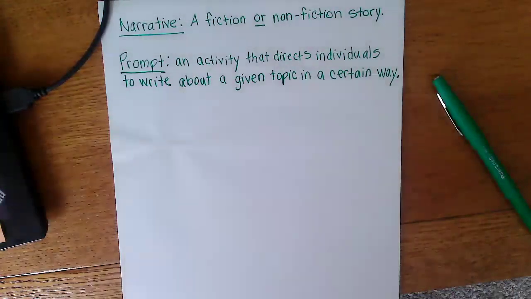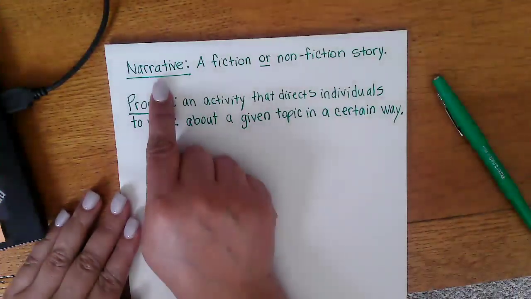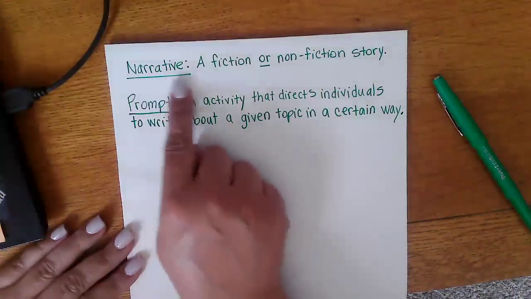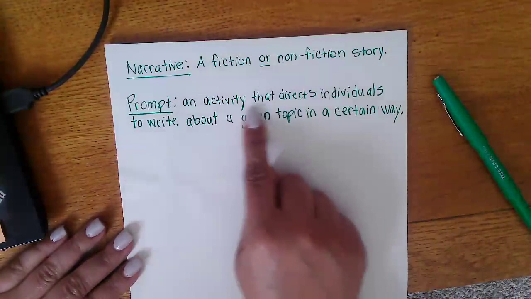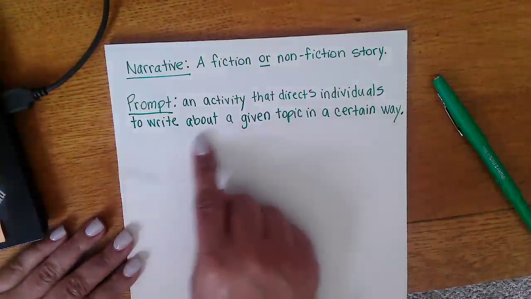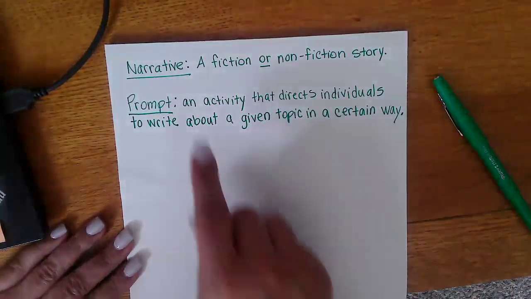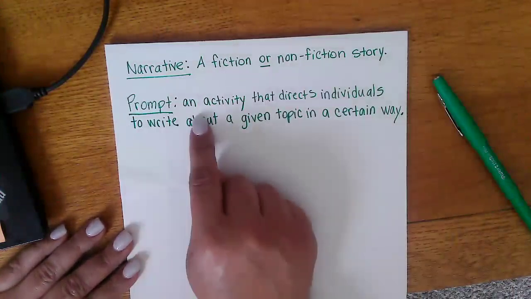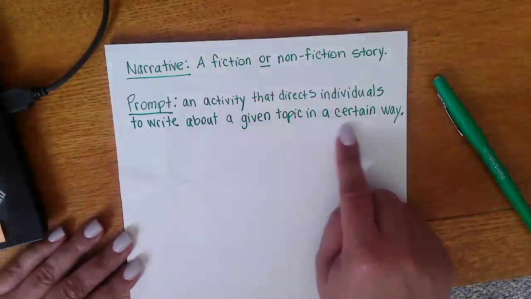Perfect. Let's go ahead and read this, shall we? When I start reading, you read with me. When I say go, we're going to read this together. Unmute yourselves if you're on Zoom because I want to hear everybody. And go. Narrative, a fiction or nonfiction story. Prompt, an activity that directs individuals to write about a given topic in a certain way. Let's read it together again. Go. Narrative, a fiction or nonfiction story. Prompt, an activity that directs individuals to write about a given topic in a certain way.